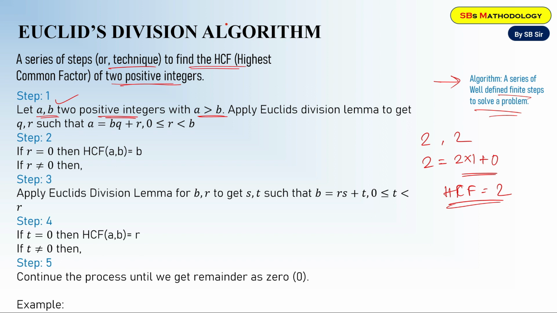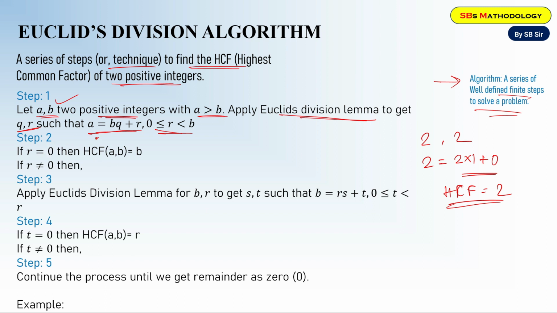Now if this is not the case, suppose one number is greater than the other number, then by Euclid's division lemma we can get q and r, because we have already understood that Euclid's division lemma states that if there are two positive integers, we can definitely get two other numbers q and r such that one number can be written in the form bq plus r, where r satisfies the condition. As a is a larger number, we can definitely write a as bq plus r, where r must be less than b.